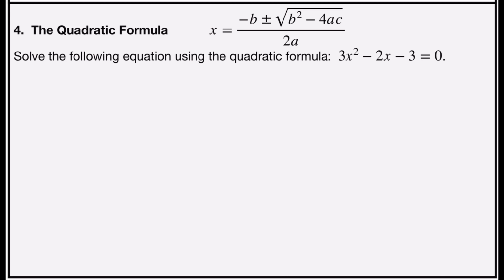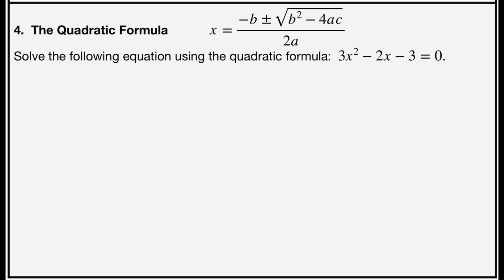Problem number 4 is the quadratic formula. It says x is equal to negative b plus or minus the square root of b squared minus 4ac over 2a. And the problem says solve the following equation using the quadratic formula. 3x squared minus 2x minus 3 equals 0.